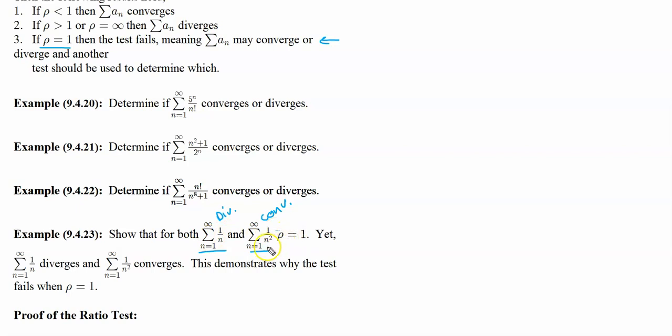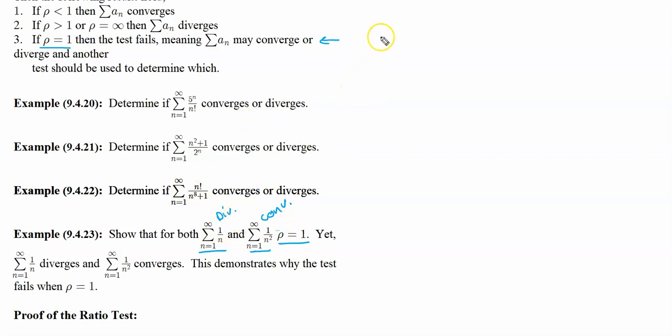Now we're going to see that for both of these, the rho is equal to 1. So that's why if rho comes out to be 1, this test fails, because here's an example where you have a divergent series with rho equaling 1, and here you have a convergent series with rho equaling 1. So in other words, when rho is equal to 1, we have no idea what's going to happen. We're going to have to analyze the series using different methods. Let's see that we get rho equaling 1 for both of these.